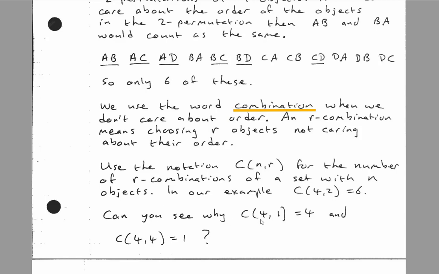How about C(4,1)? Well, there are just 4 ways to choose one object out of 4, so there's no ordering possible.